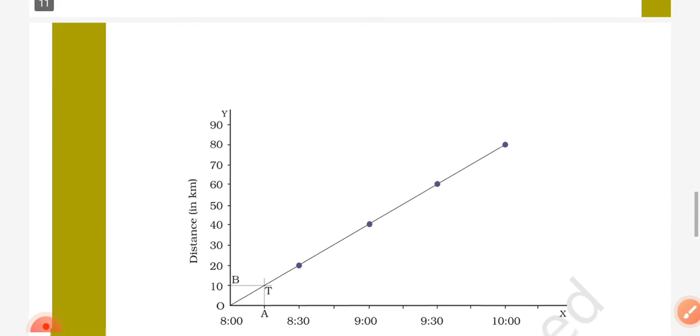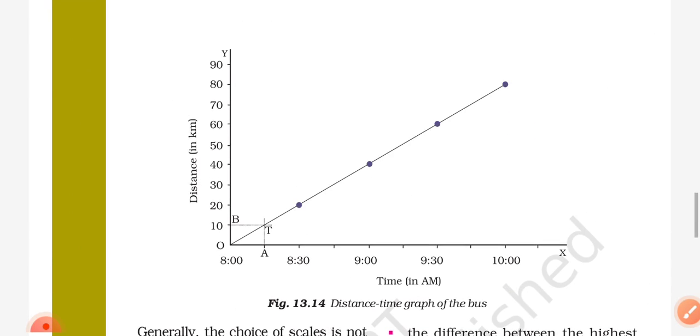Here in this figure 13.14 you can see the distance-time graph of the bus. Here the time is shown in am: 8, 8:30, 9, 9:30, 10, and distance in kilometers: 0, 10, 20, 30, 40, 50, 60, 70, 80, 90.